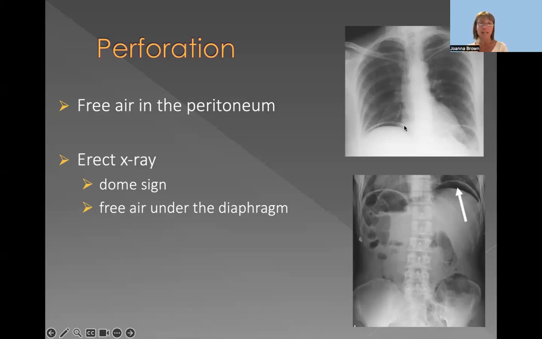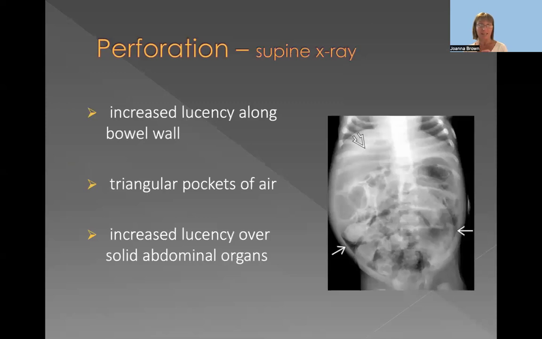So it's the free air that is visible under the diaphragm, between the liver and the hemidiaphragm here, and between the stomach, the spleen and the hemidiaphragm. And this is how it looks on the chest X-ray. And if we do the abdominal X-ray, again, you can see the free air under the diaphragm. But this is on the erect X-ray.